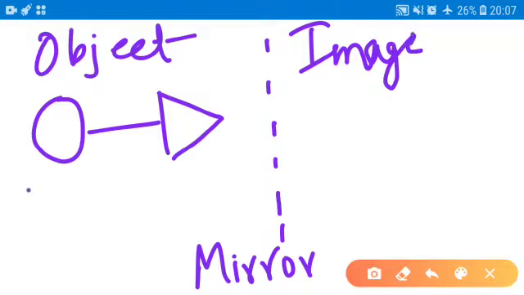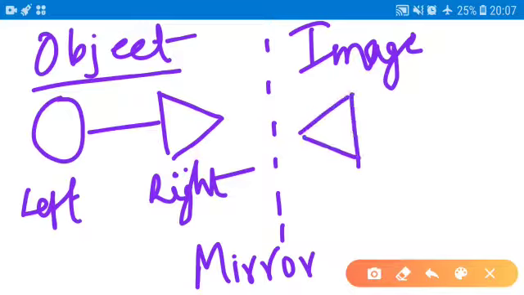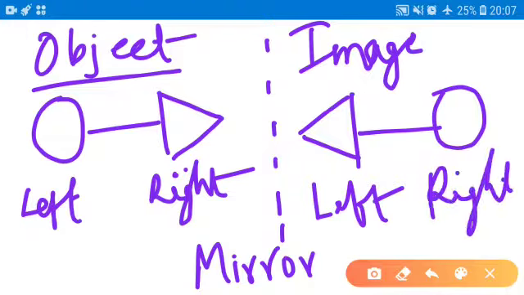So this is the left part of this object and this is the right part of the object. What happens in the mirror image is that the right part will become the left part. The right part of an object will become the left part of the image, like this. And the left part of the object will become the right part of the image. This is called lateral inversion. So in the mirror image we get a laterally inverted image.